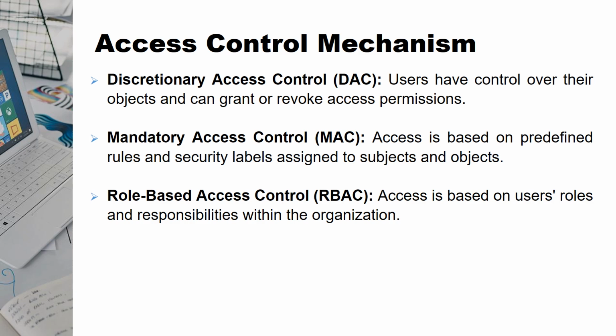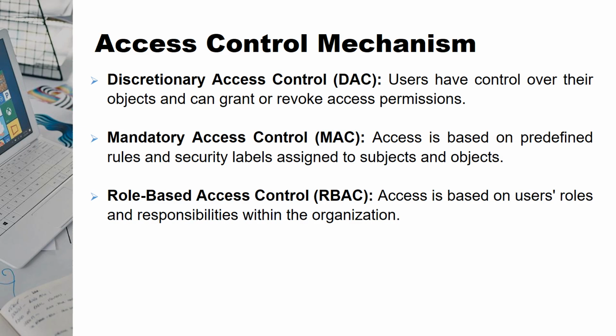Then there is the MAC, the mandatory access control. Access is based on predefined rules and security labels assigned to subjects and objects. So access is determined by strict rules and labels. For example, in a government system, only users with a top secret clearance can see top secret documents, regardless of who owns the file, right?